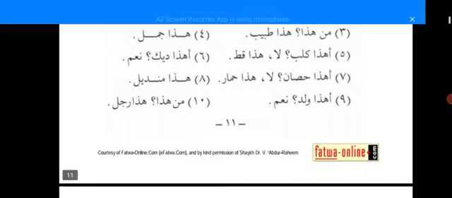So here now, they want to give you another exercise. They say, Iqra waktub. Read and write. Ma hadha. What is this? Hadha qalamu. This is a pen. So it's all that you have been taught earlier. So just try to go through it again. Then in the next class, we proceed to lesson 2.